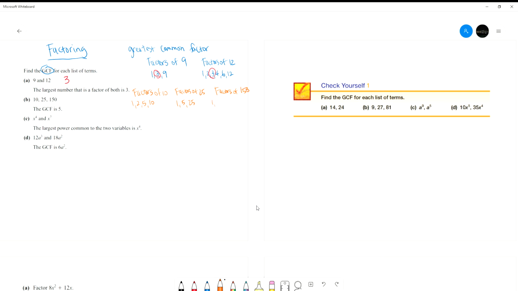We have 1, 5, 10, 15. What else we got? Well, 150, 25. I think that's it. Oh, actually 75 and 150. So these are the factors of 150, right? Now we look at each group and look at the largest number that's in all of the groups, which happens to be 5, right? So that means the GCF of 10, 25, and 150 is 5.